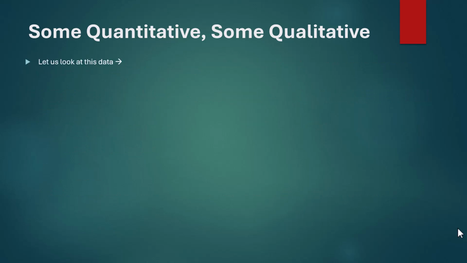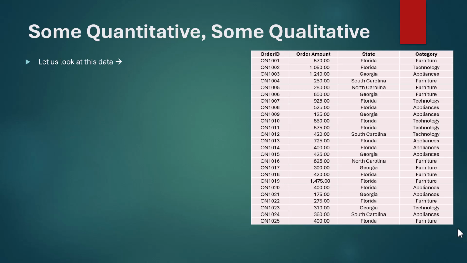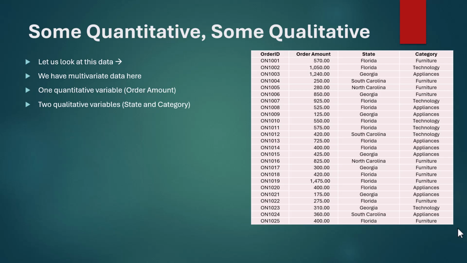So let's look at this data. It's made up data just to serve as an example. So we have multivariate data here. We have one quantitative variable, order amount. We have two qualitative variables, state and category. So we have three columns of data that makes it multivariate. We could have had 4, 5, 6, any number.